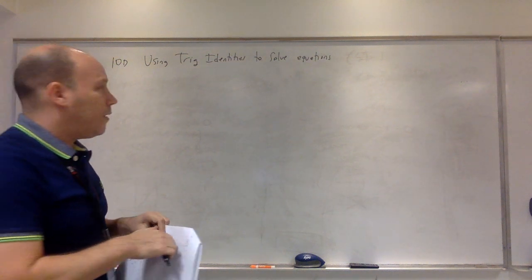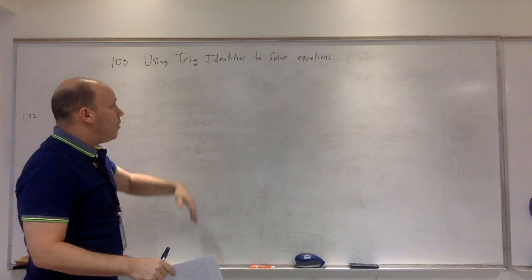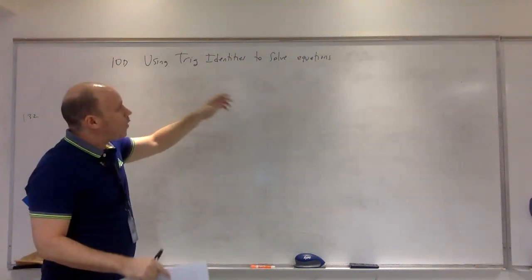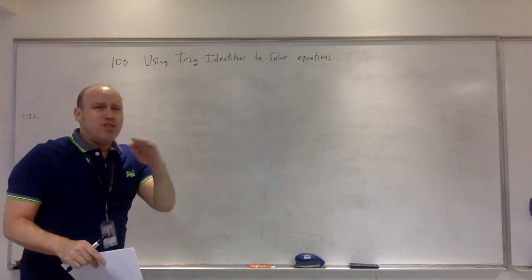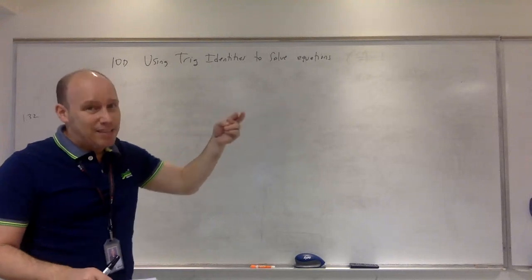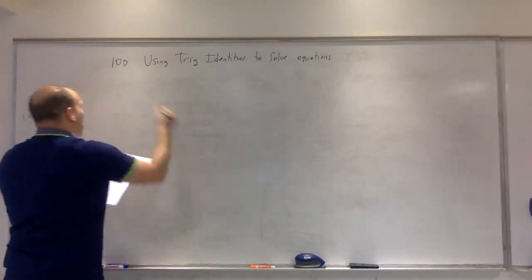Okay. The last unit is using trig identities to solve equations. We know how to manipulate identities, and we know how to solve equations. We're going to put this together, and this is just a very basic part. As we get more identities, we're going to be able to solve different types of equations. So let's start with the first one.